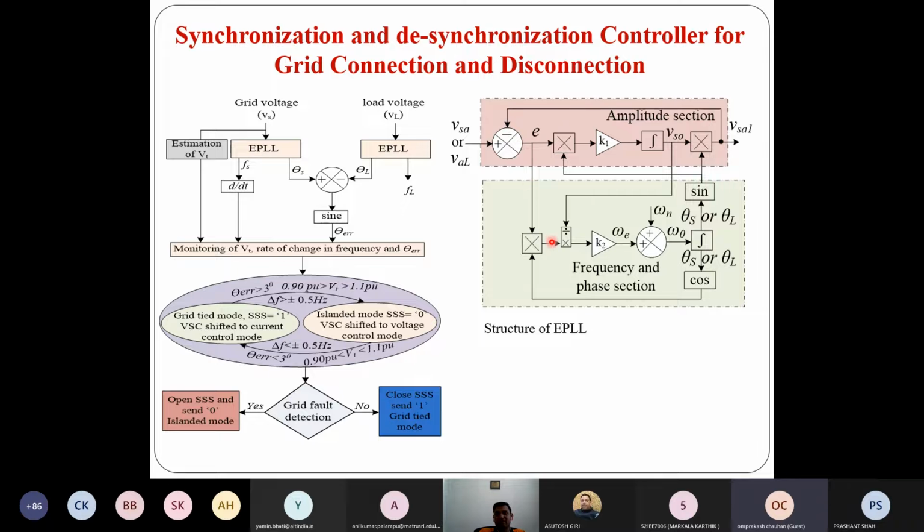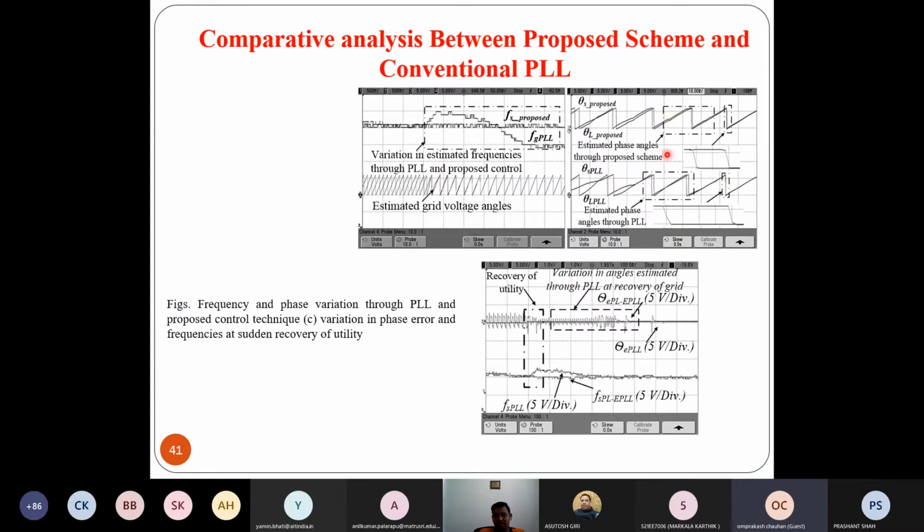And this is the structure, because in case of PLL, what is the demerit? We are having only one single loop for filtering as well as for initiating the synchronization angle. However, in case of enhanced phase lock loop, we have separate units for frequency and phase, and a separate filtering unit for this fundamental voltage extraction. So this is the beauty of this EPLL, so that the dynamic response of this EPLL is good as compared to PLL. Here you can observe chattering and dynamic response in case of change of frequency variation in case of PLL is more as compared to EPLL.